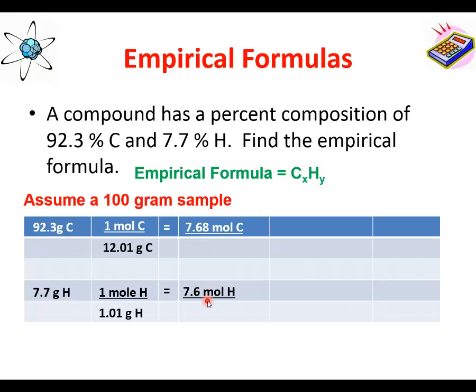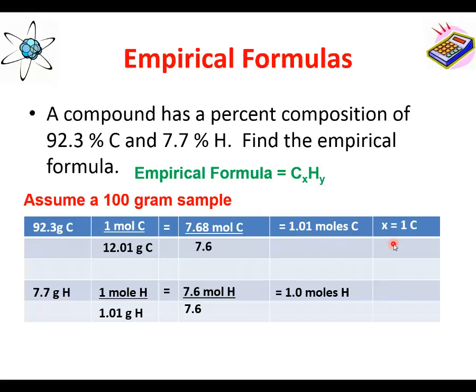So these values are close to the same, so you might think it's close to a 1-to-1 ratio. But let's go ahead and take the smallest of the two values anyway, 7.6, divided into both. To simplify my ratio, that tells me I have 1.01 moles of carbon and 1.0 moles of hydrogen. Remember when I said that if you're less than 0.1 away from a whole number, you can round? It's probably some experimental error here with the data that was collected, or maybe a rounding error.